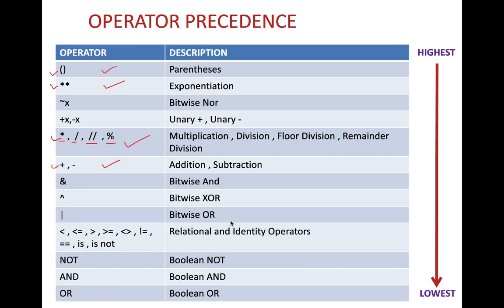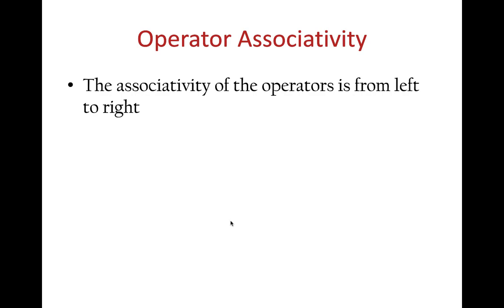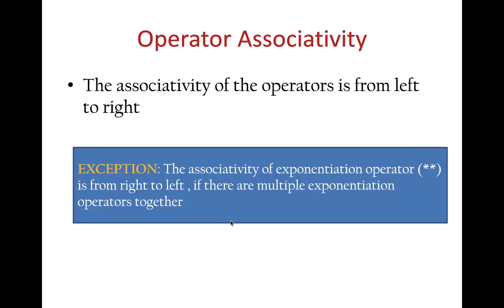This table is very important. Next we need to see operator associativity. Associativity means from where do we start solving these expressions? We need to start solving these expressions generally from left to the right. But there is an exception. Exception is in case of exponentiation operator. Let's see what the exception is.